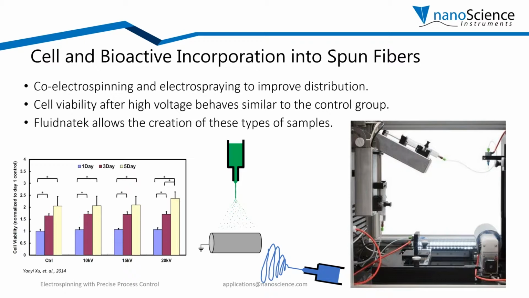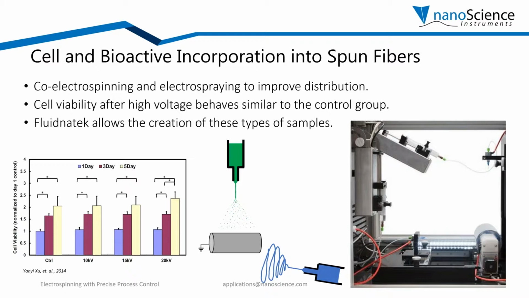People sometimes ask me how cells can survive the electrospraying process. Well, the easy answer is that the electrospinning or electrospraying technique typically does not use current in the process, allowing the cells to survive that electrospraying process.